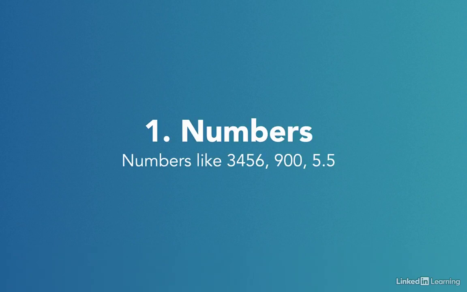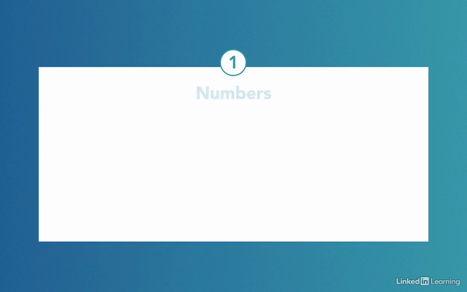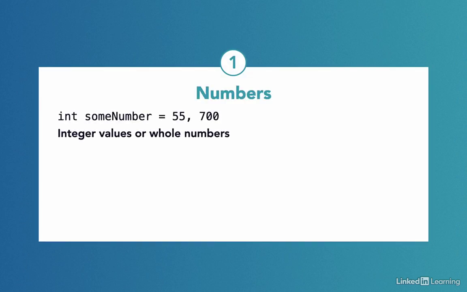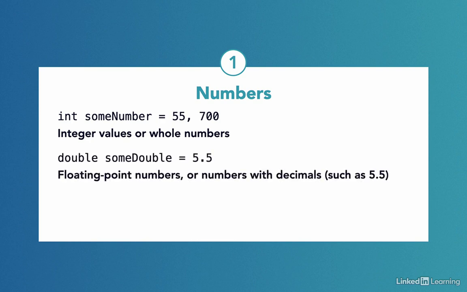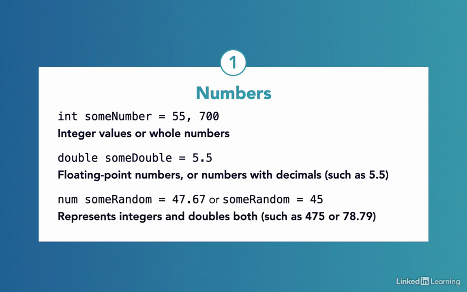Let's start with the very first one, the numbers. Basically, just numbers like 3456, 900, 5.5, etc. Now in Dart, there are usually two types of numbers. One, integers that are represented by int are simply just whole numbers such as 55, 700, and floating point numbers that are represented by double such as 5.5. In some other languages, this could have been represented by float. In case you're having to store some data which could either be a whole number or a decimal number, then you can use the third type, which is num, which can store both int or double values.